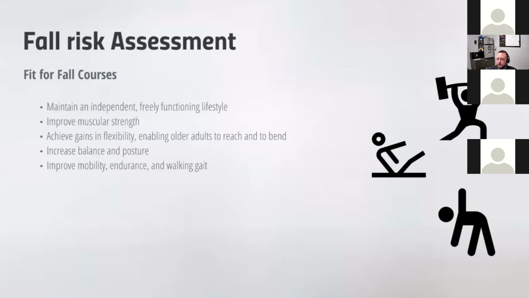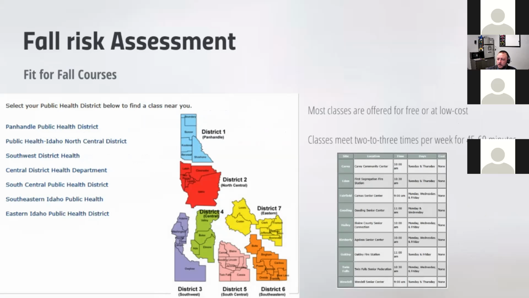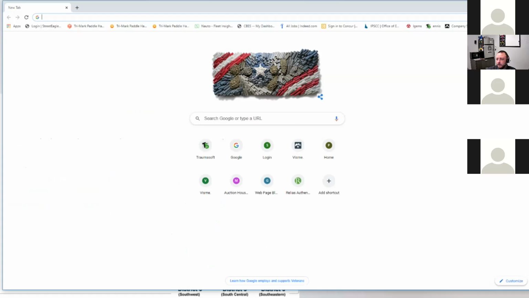What the Fit for Fall courses are is a course that older adults are able to attend, usually once or twice a week. An instructor takes them through exercises to help increase their balance and posture, increase mobility, and increase their strength and muscles. Depending on where you live, each county has already listed Fit for Fall classes.